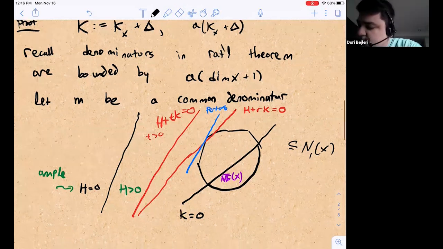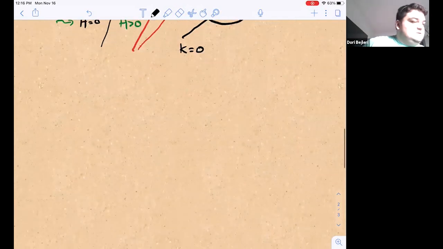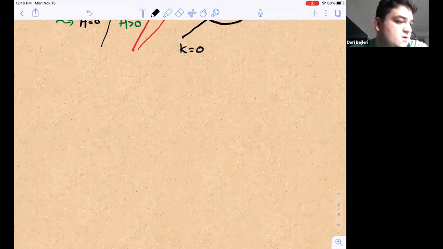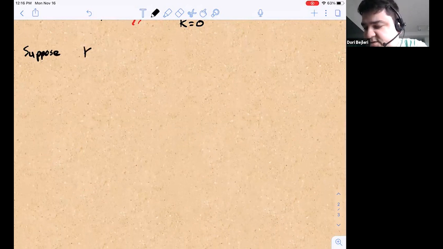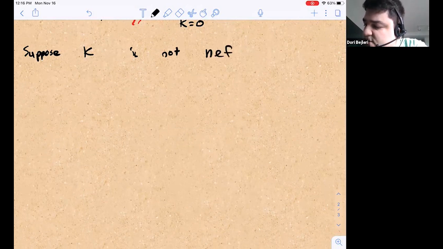Okay, so let's actually write down the proof. So let's suppose, like I said already, that K is not nef, because if it is nef, then the whole statement is vacuous.